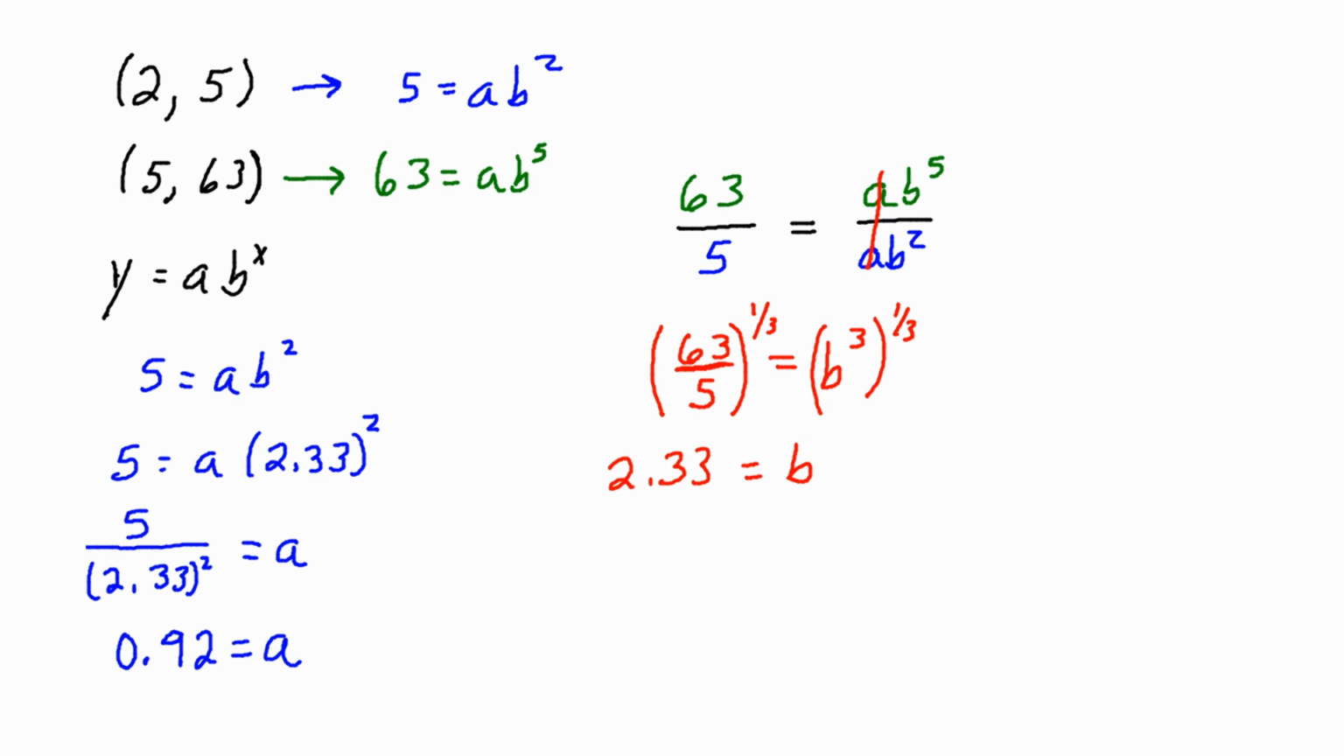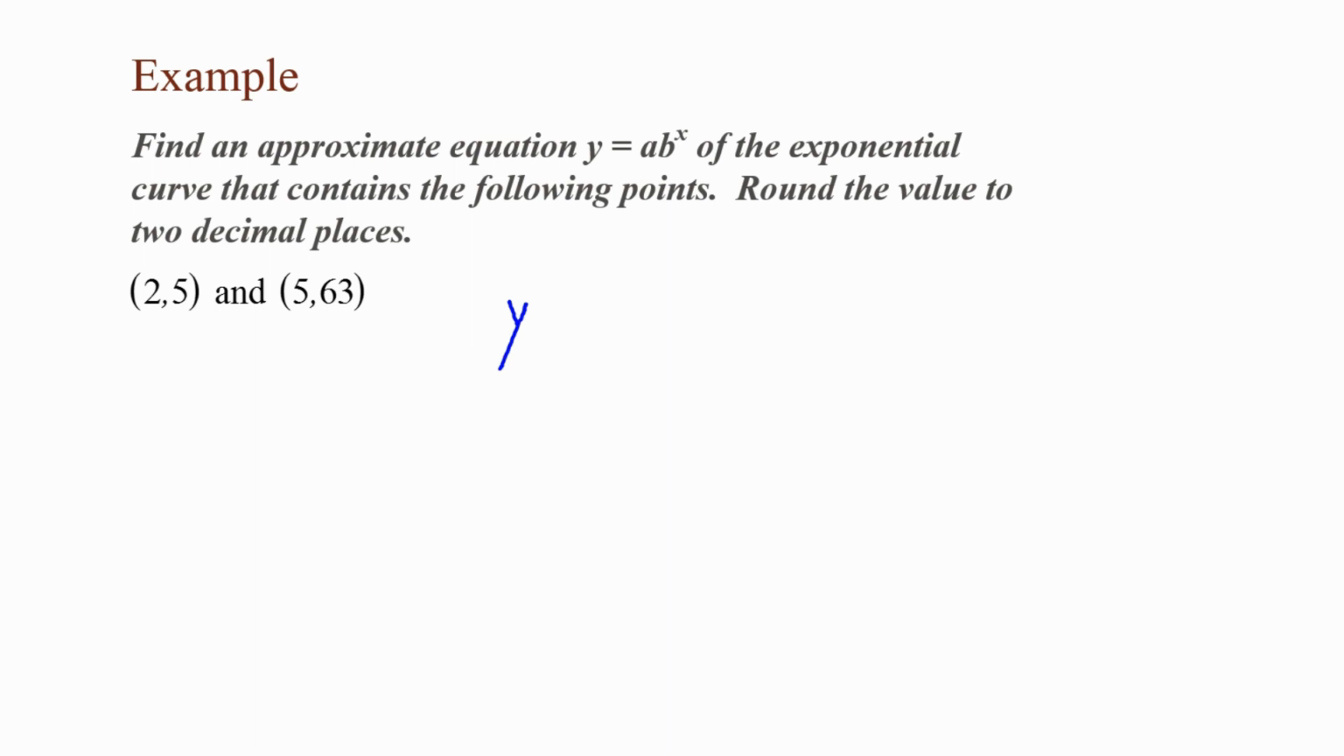Now that we have a and b, we can write the equation. Y equals 0.92 times 2.33 to the x power.